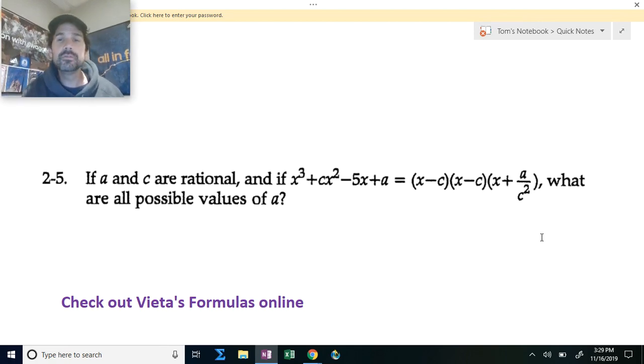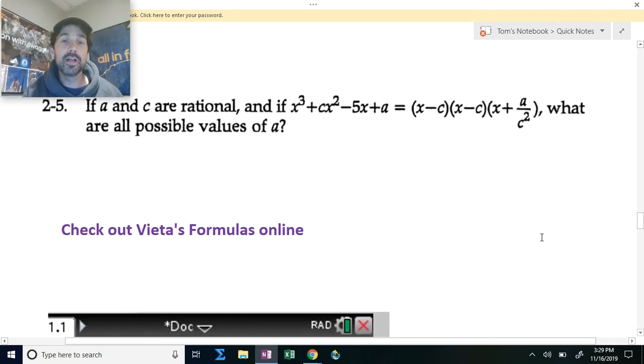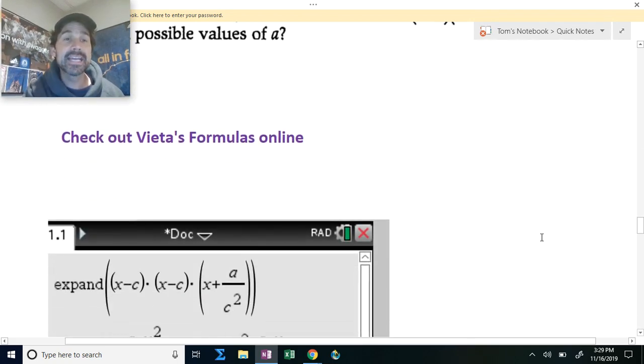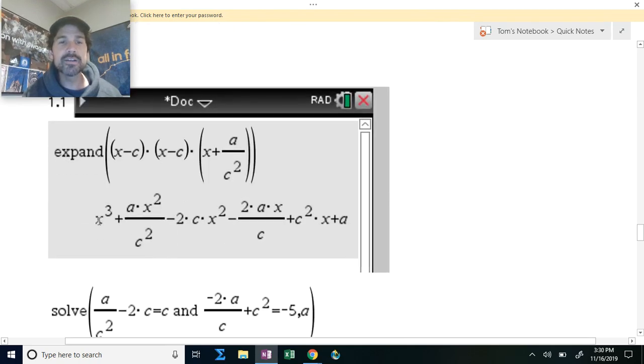So how do you expand this on your calculator? Well, you type in expand, and then you just write out what you're trying to expand. You're expanding x minus c times, don't forget that multiplication sign, or else it's going to think you're doing some weird function thing, and it's not going to understand what you're doing. So x minus c times x plus a over c squared, and it will write it out as a polynomial for you.